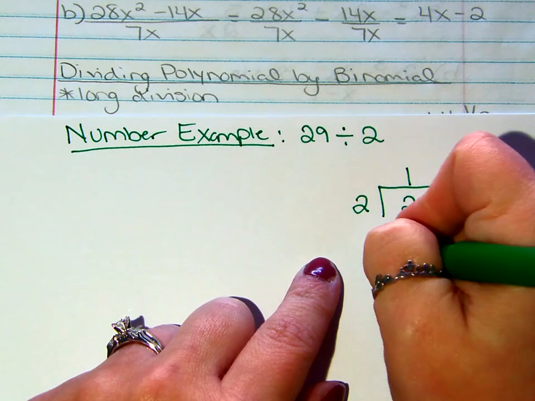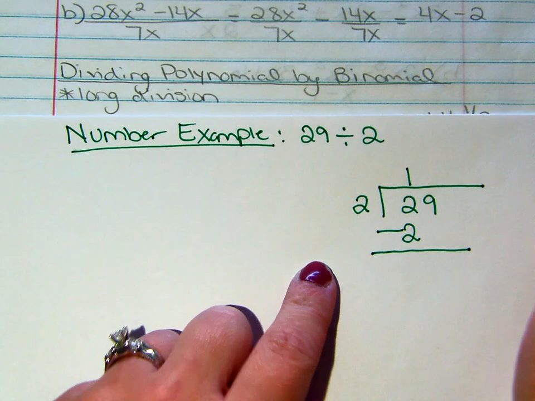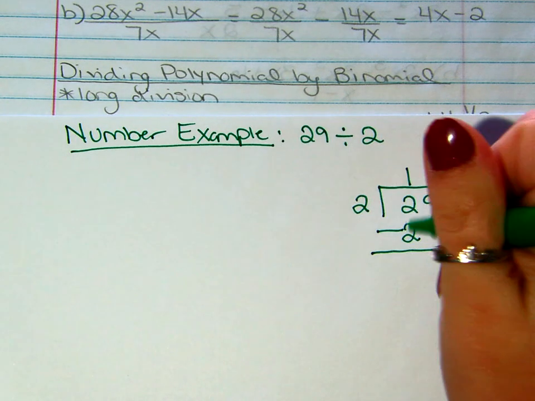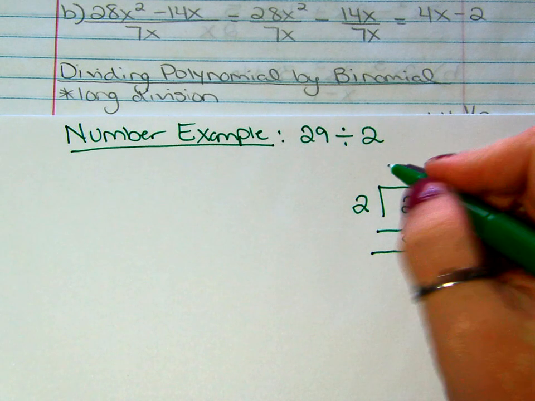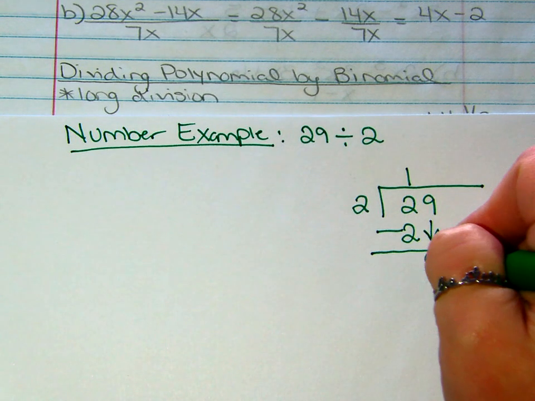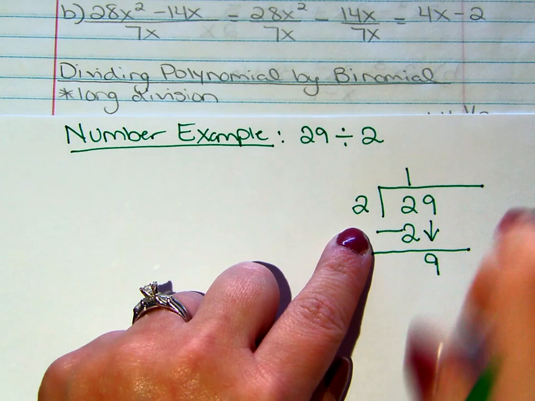We draw the line, change the sign. That's a really big minus sign, sorry. Change the sign. Draw the line, change the sign. So that we do subtraction down. 2 minus 2 is 0. And we bring down our next term, which is 9. And then we do the process again. How many times can 2 go into 9?